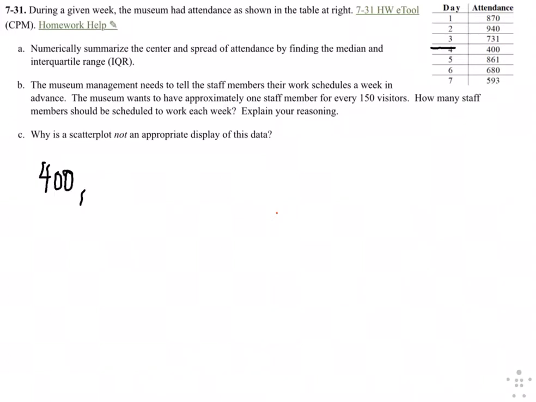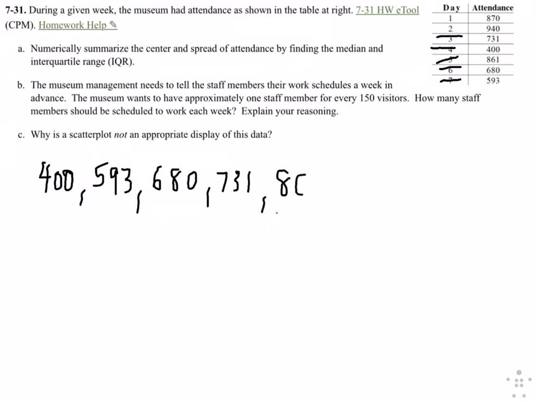And then after 400, we have 593. And after 593, we have 680. And after 680, we have 731. And then we have 861, and 870, and then 940. And I always like to double check that I have them all. So there were 7 values before, and now I have 1, 2, 3, 4, 5, 6, 7.